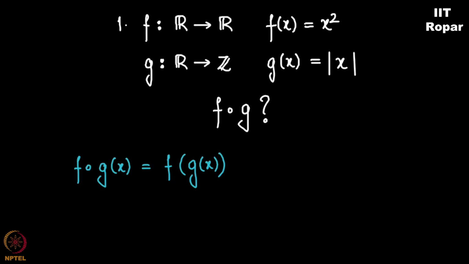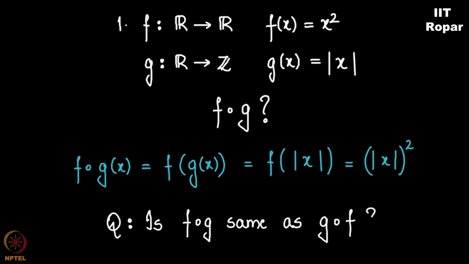Now, what is g of x? It is modulus of x, and f of x is x square, and hence f of g of x happens to be f of modulus of x, and this is going to be my term now, and hence f of modulus of x will be modulus of x the whole square. Correct? Yes. Now, I'll end this problem by asking a nice question. Is f composition g same as g composition f? I'll leave it to you to try out. You may want to compute g composition f and try proving that both of them are not the same.